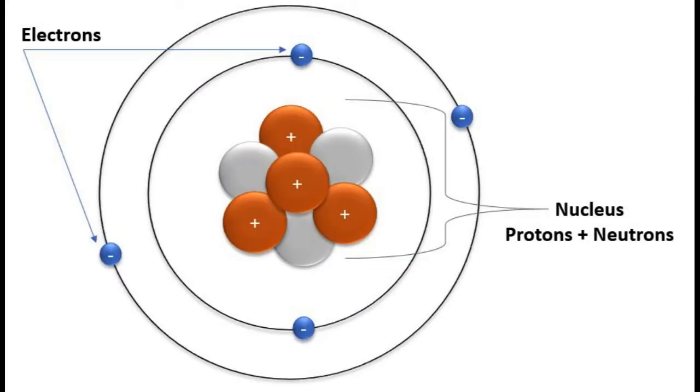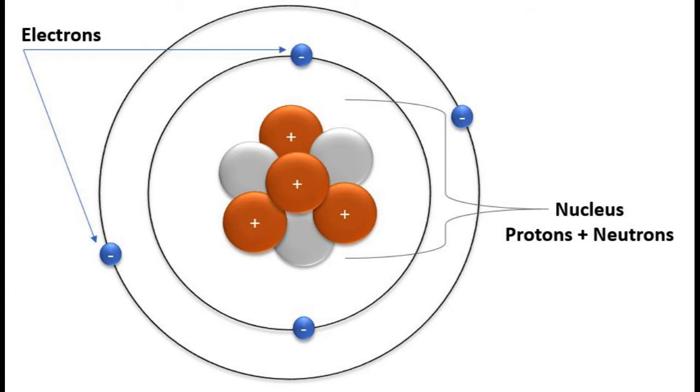The mass of an atom is concentrated in the nucleus, because the nucleus contains the heaviest subatomic particles, the neutrons and protons. The nucleus is also positively charged due to the protons.